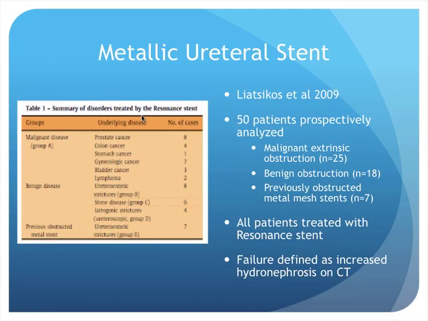So they looked at 50 patients, and this was a prospective study. 25 of them had malignant extrinsic obstruction, and 18 had a benign obstruction. 7 patients had previously obstructed metal mesh stents, which had been removed. All of these patients were treated with the Resonance stent, and then they had follow-up imaging. They defined failure in this study as increased hydronephrosis on a CT scan.